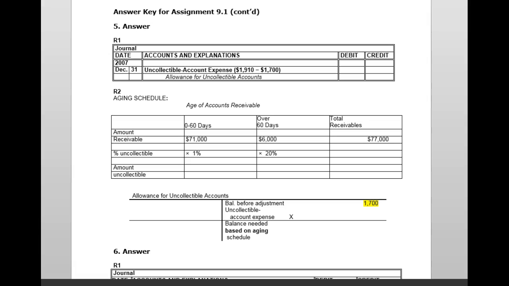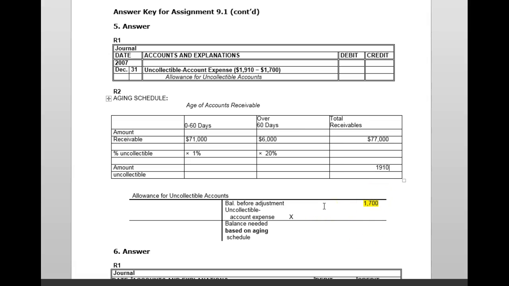Let's see if I can find that in the textbook. And the textbook gives really, I think, excellent examples of this. So, once you have completed that, you find out that this should be 1910. So you're shooting for an amount of 1910 here for your allowance.